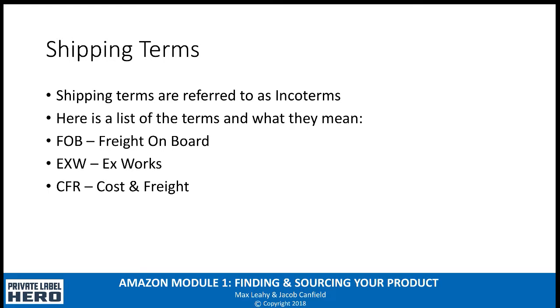The next one is CFR. CFR stands for cost and freight. It's pretty much the same as FOB, but if something happens during the shipment, you're liable for the damages. So that means if something happens in the transit from their factory to the shipping dock, you're still liable for the damage, whereas in FOB you're not.